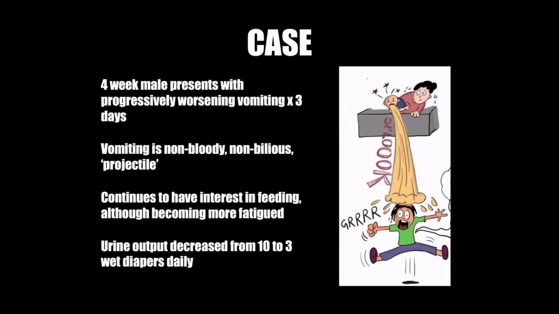We've got our 4-week-old male presenting with progressively worsening vomiting for the past 3 days. His vomiting is described as non-bloody, non-bilious, and the parents happen to use the word projectile. He has continued to have interest in feeding, but parents note he is becoming progressively more fatigued, and over the past couple of days they've seen his urine output decrease from his baseline of about 10 diapers per day down to about 3 diapers as of today.